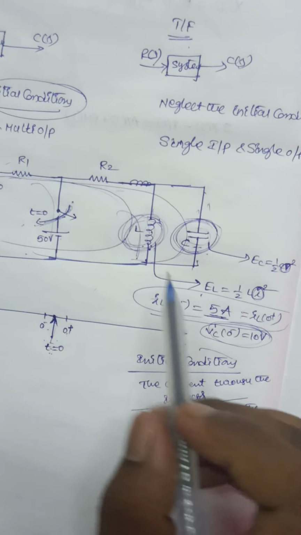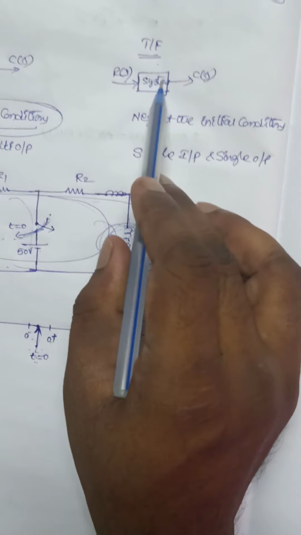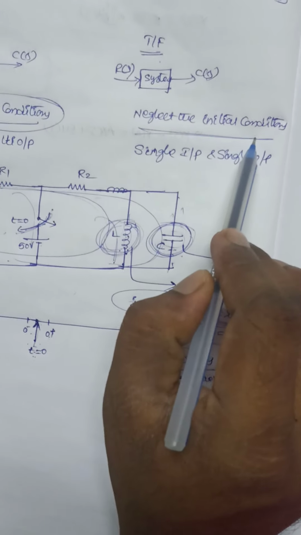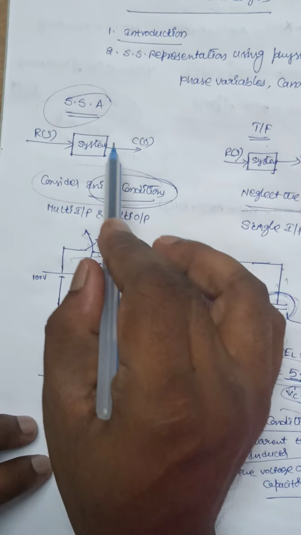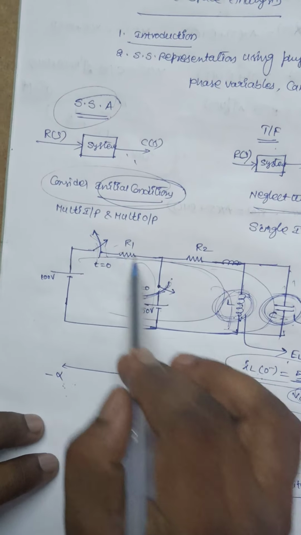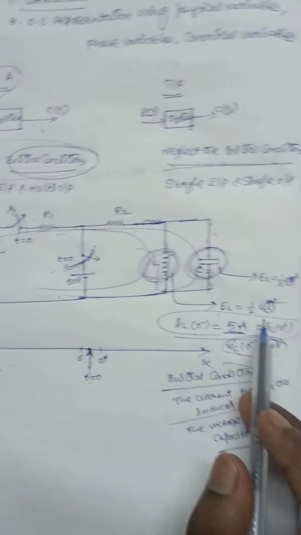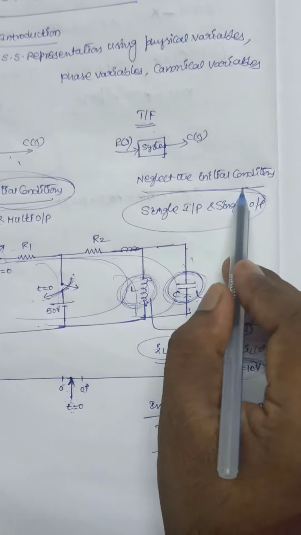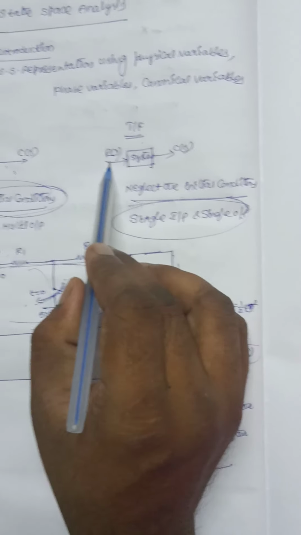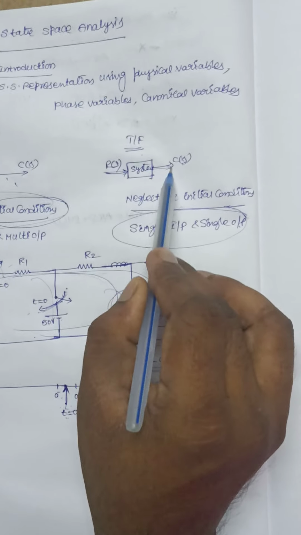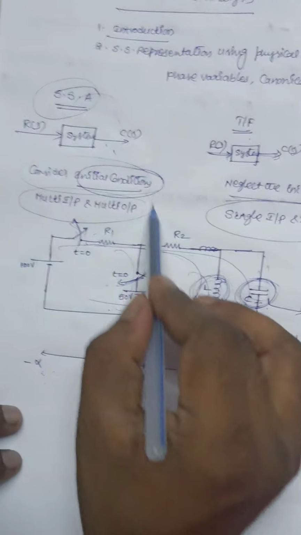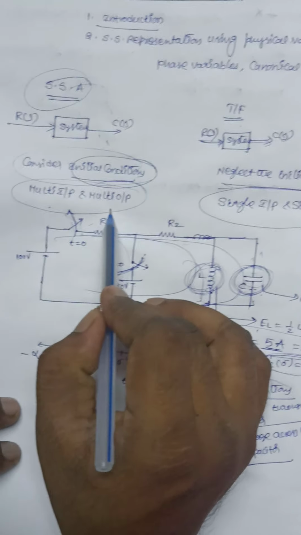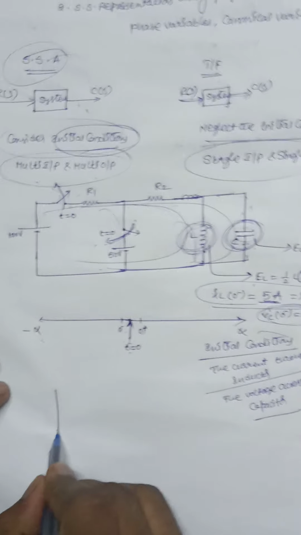While we are analyzing systems with the transfer function model, we will neglect these initial conditions, but in the case of state space analysis we will consider those initial conditions. That is an important point here in state space analysis. Also, the transfer function model is used only for single input and single output systems. That means we give only one input and get only one output. But in state space analysis, we will have multi inputs and multi outputs.